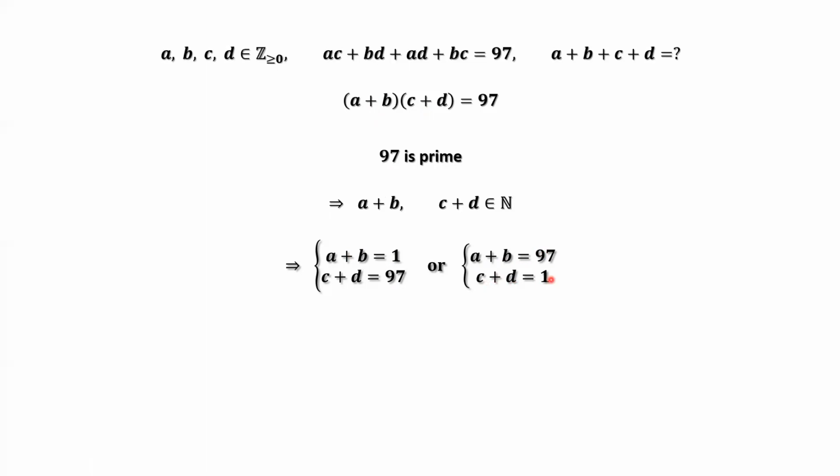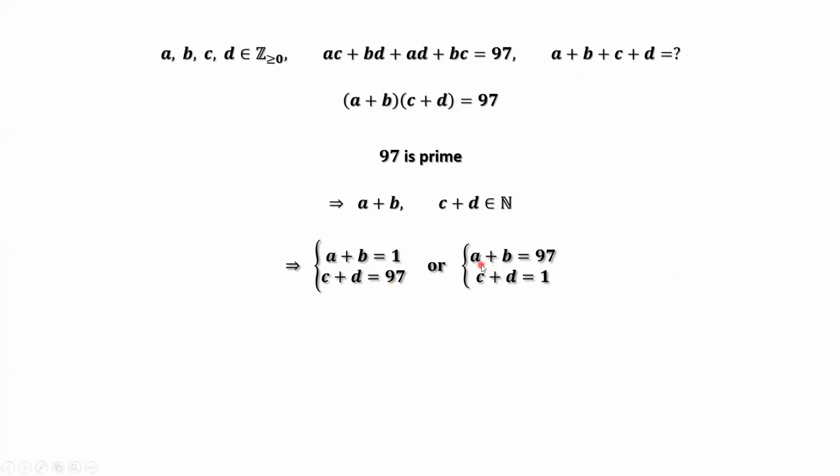What is the question? Question is to find the sum, A plus B plus C plus D. From this result, or this result, we can see this. If we add the two equations together, A plus B plus C plus D is the left-hand side. The right-hand side is 1 plus 97.